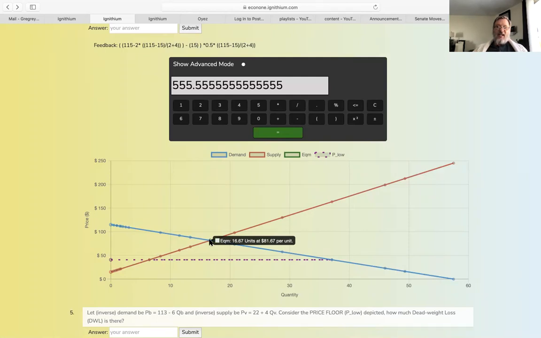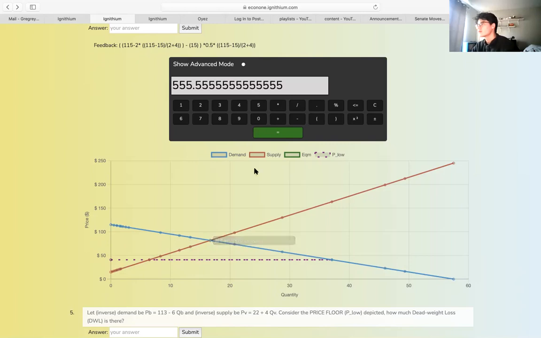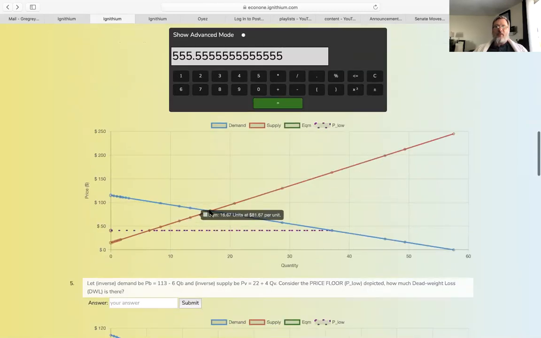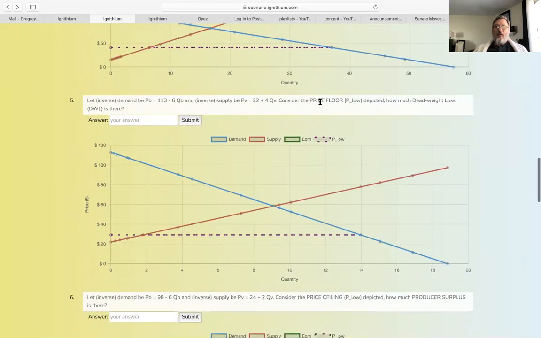So it's 81.67 minus 15 is that base, and then the height is going to be the equilibrium quantity, times 16.67. The answer is 555 point. Yes, that's our number. So if we had said, oh, this price floor is below the equilibrium price, so it's non-binding. This one as a price floor is non-binding.